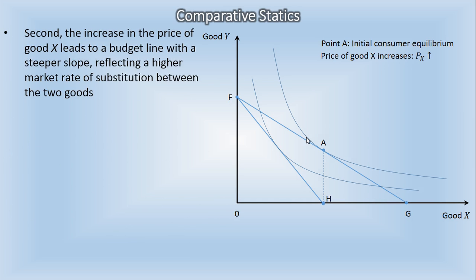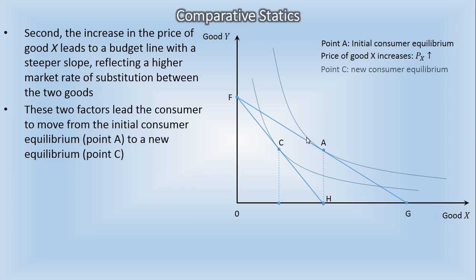Second, the increase in the price of good X leads to a budget line with a steeper slope, again reflecting a higher market rate of substitution between the two goods. So these two factors lead the consumer to move from that initial equilibrium A to the new equilibrium C.